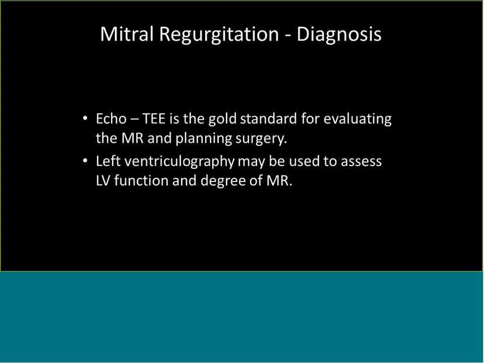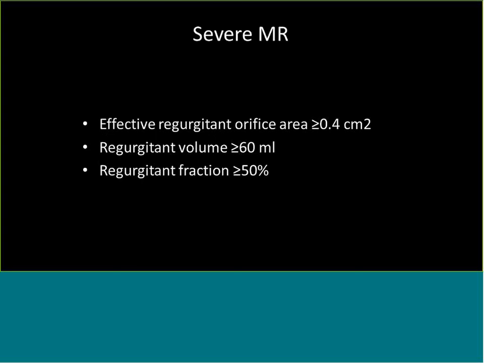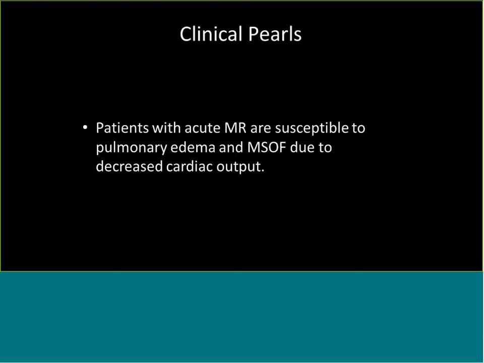Echocardiogram, TEE is the gold standard for evaluating the MR and planning surgery. It gives you the best visual. Ventriculography on coronary angiography can be used to assess the function and degree of MR. Regurgitation, the effective regurgitant orifice area of greater than 0.4 centimeters squared. And these guidelines, again, they're all listed on ACC. So let's look at it all the time. You're not going to remember all of these things. But the regurgitant volume greater than 60 or regurgitant fraction greater than or equal to 50%.